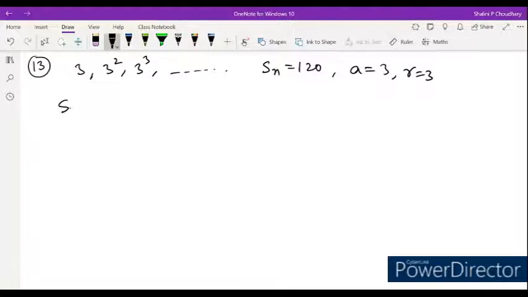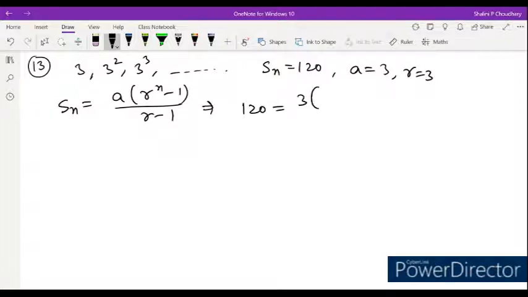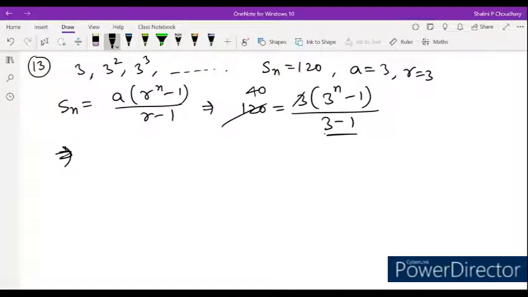So Sn will be equal to a into r to the power n minus 1 upon r minus 1. Sn is given as 120, a is 3, r is 3, so 3 into 3 to the power n minus 1 upon 3 minus 1. We can cancel 3 and we get 40, and this will be equal to 2. So directly we can write 40 into 2 is equal to 3 to the power n minus 1. It means 3 to the power n is equal to 40 into 2, which is 80, plus 1.